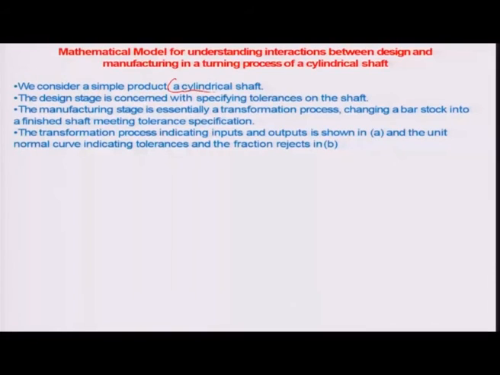So, let us look at how we will develop a process model for this. In this particular case, we consider a very simple product, that is a cylindrical shaft, and at the design stage we are concerned with specifying the tolerances on the shaft, which has already been done to be 1 plus minus 0.003 inches. And the manufacturing stage, again, is a transformation process: whatever raw material we have in terms of rods or feedstocks which we are giving to the system, they would like to turn the rod into a smaller diameter rod. So, a bar stock, for example, would be converted into a finished shaft meeting the necessary tolerance specifications as specified by the initial design.